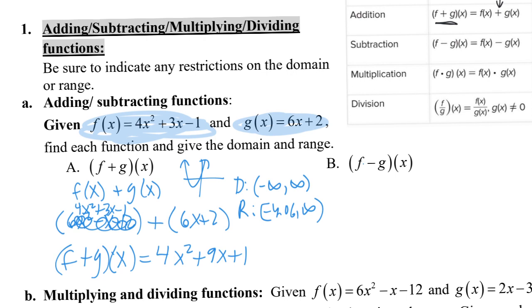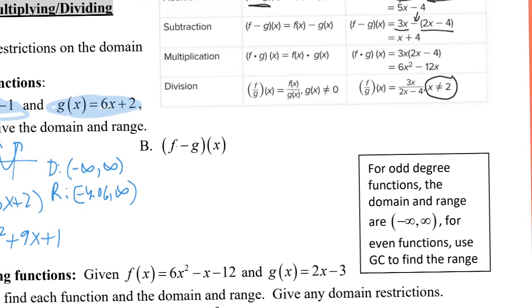Okay, so I wrote a little note up here on the side. If you've got an odd powered polynomial, the end behavior is going to be either all going uphill or all going downhill. And so the domain and range will both be all real numbers for odd degree functions. For even ones, you're going to need to use your graphing calculator because there's going to be a lowest point or a highest point. And remember, the range is from the lowest to the highest value.